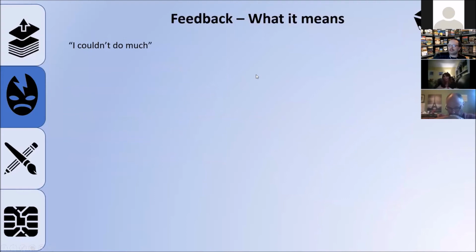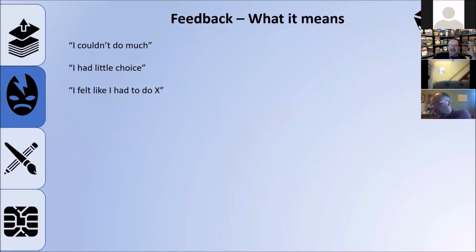I couldn't do too much during my turns. I didn't have a lot of options. I didn't have a lot of choice. I had to do this specific action every turn. I was only able to do blank. My decisions were scripted. There was only one option. So all of these are very, very similar.